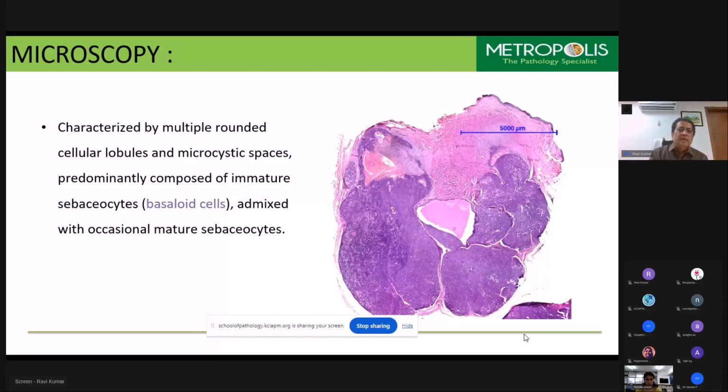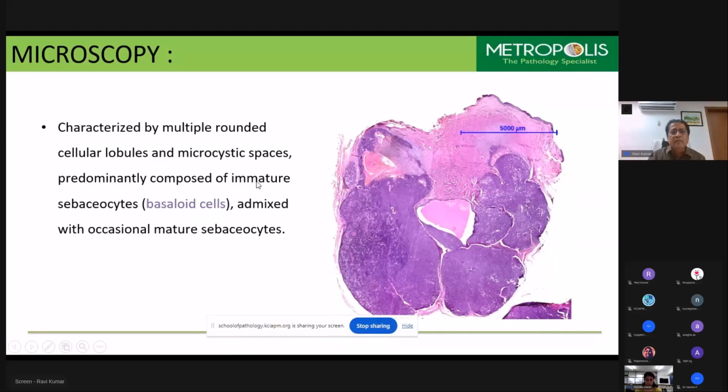Some people call it a blue tumor, in some words of the old textbooks, because the basaloid cells take up so much hematoxylin. They look blue everywhere, like ink. So this particular lesion is a lobular structure. You can see a lot of lobules here, one more lobule here. And there is a small cystic area in between, which you described.